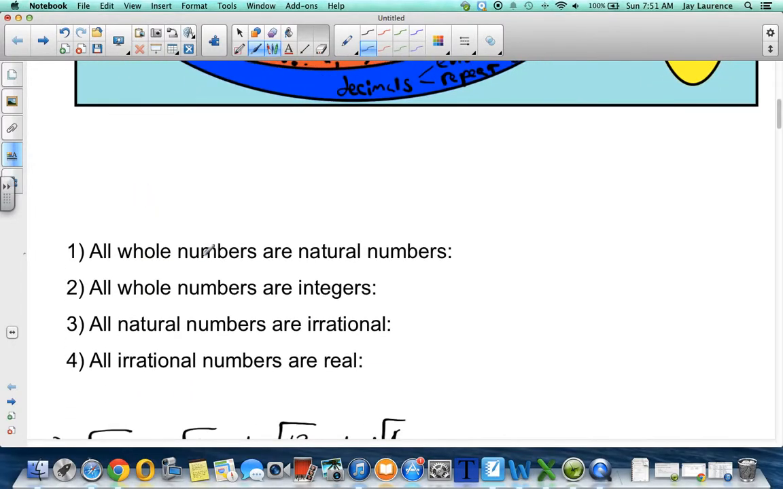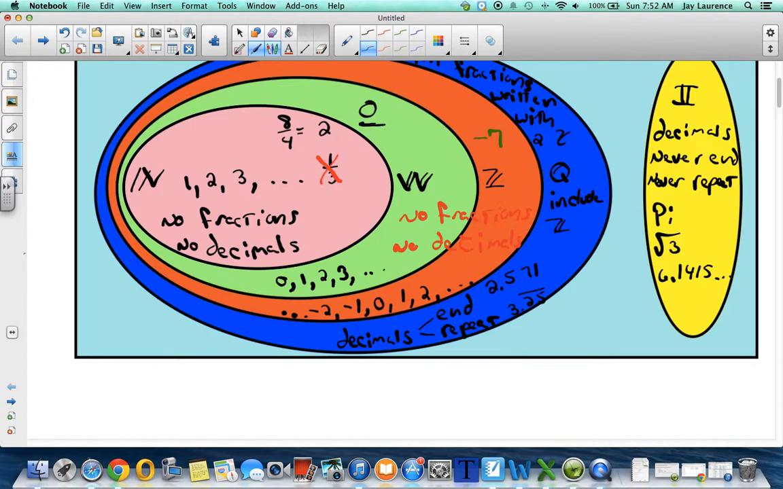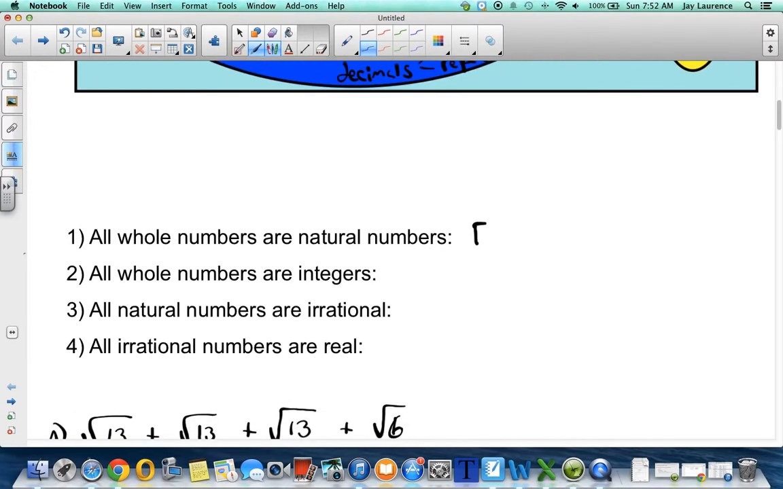So let's check out these true-false statements. All whole numbers are natural. Well, if I could find one whole number that is not natural, this will be a false statement. I'm going to go back to my table. Hey, we talked about this 0. 0 is whole, but it's not natural. So this is a false statement.